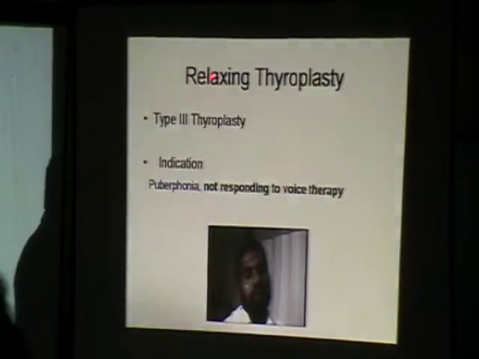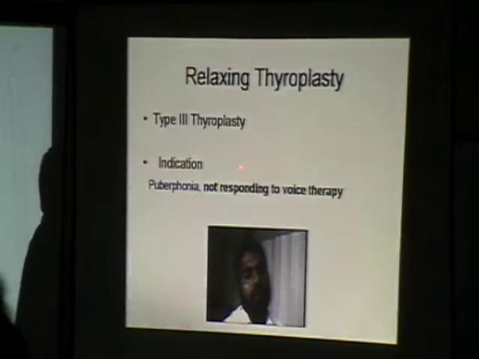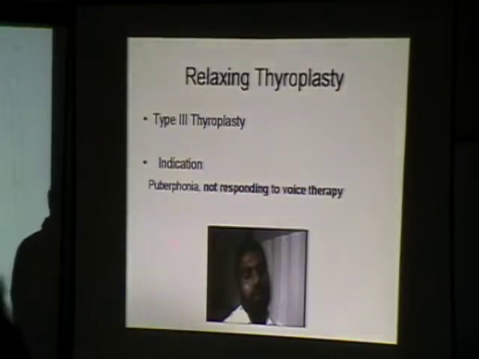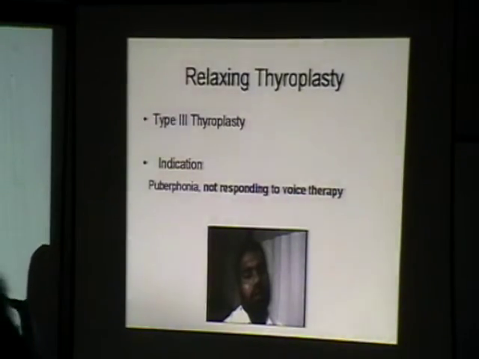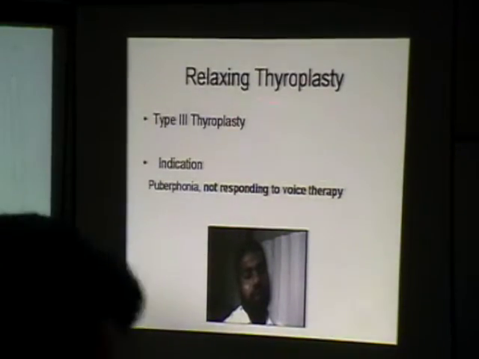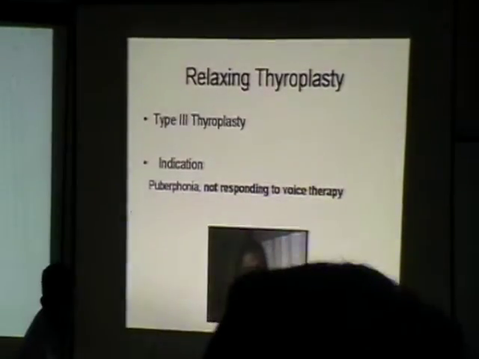Now the third surgery is relaxing thyroplasty, otherwise known as type 3 thyroplasty. Again, there is only one indication, puberphonia, but I request you to stress more on it. Don't just jump into it. It is very easy to jump into this surgery because it is an easy surgery and probably the most dramatic surgery in ENT. The patient, all of a sudden on the table, starts speaking in a really low pitch. It is highly tempting to do this surgery, but 90% of the patients do very well with voice therapy. So only if they are not responding to voice therapy do you go for surgical correction.